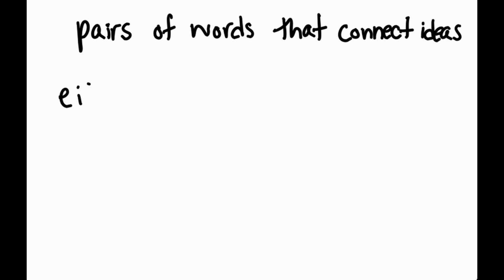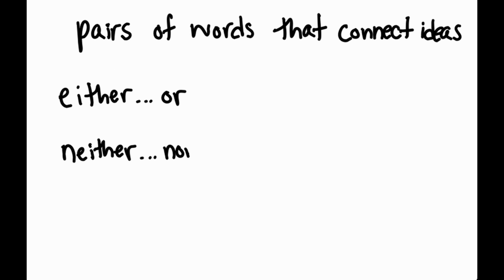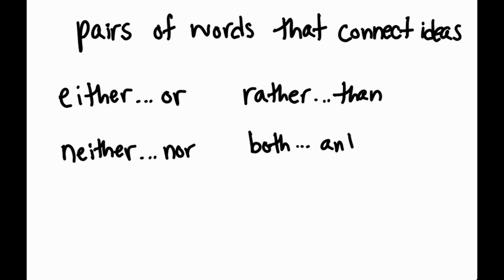They include sets like either used with or, neither used with nor, rather used with than, both with and, or not only used with but also. So these words are going to occur in pairs.